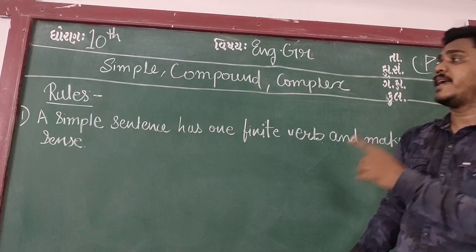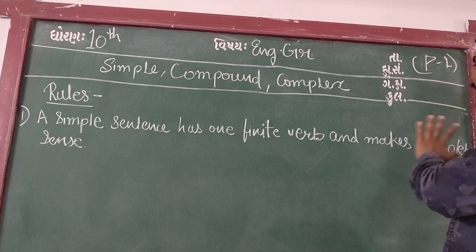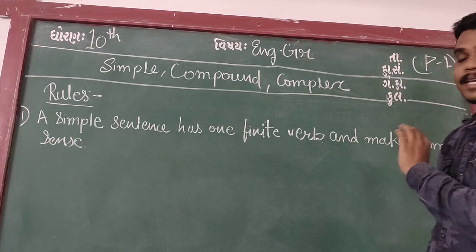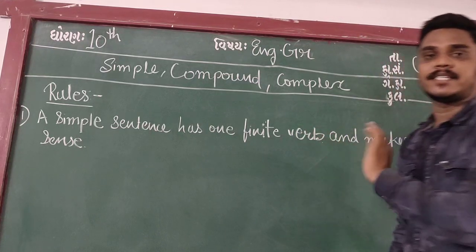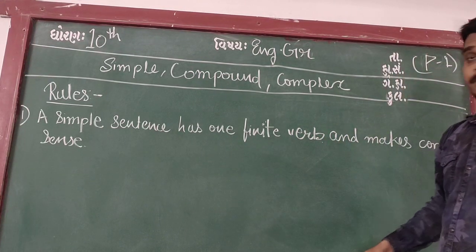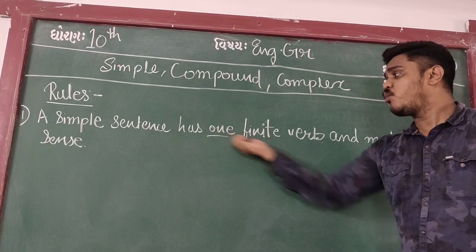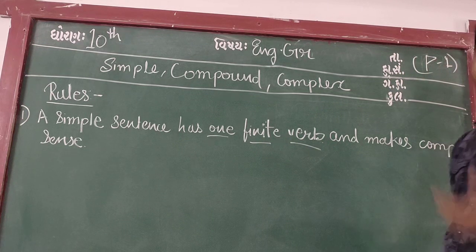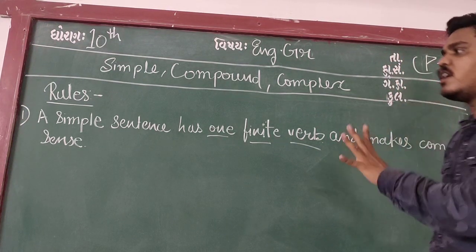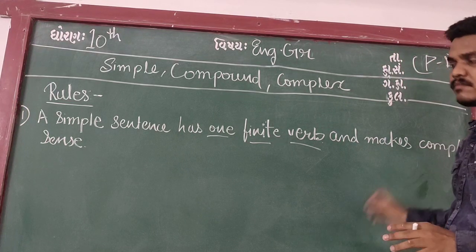First rule: a simple sentence has one finite verb and makes complete sense, as well as being complete. It is a simple complete sentence. Make sure you know that in a simple sentence there is only one finite verb, meaning the activity, the kriya, and it makes a complete sense.